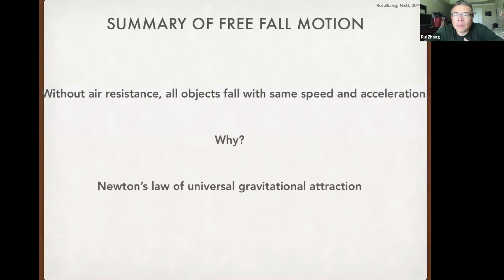Okay, we didn't talk about this here, but essentially it's due to Newton's law of universal gravitational attraction, which we'll learn later on in this semester. But for now, we just have to take this statement. It is not so important exactly why for this specific case. What I want to show you is a whole procedure, how physics works, how science works.